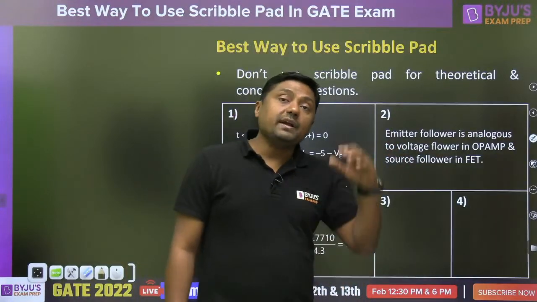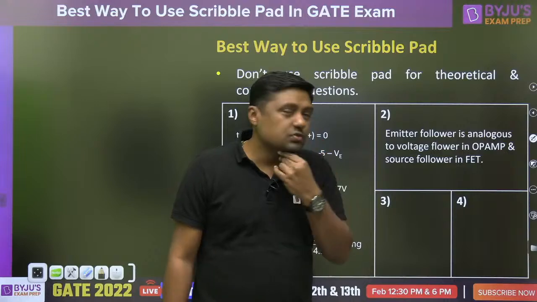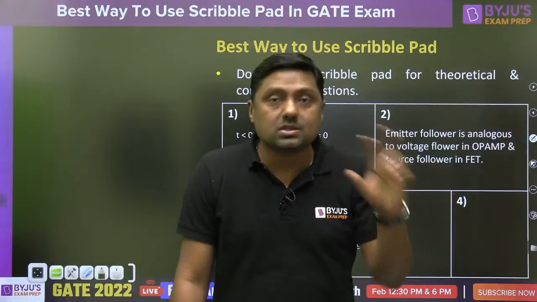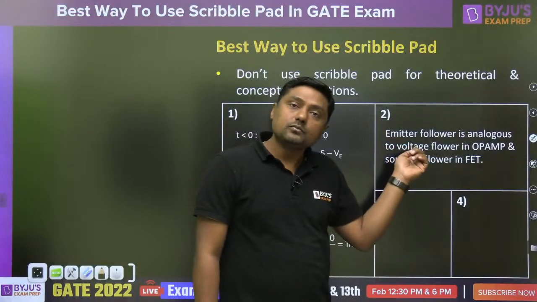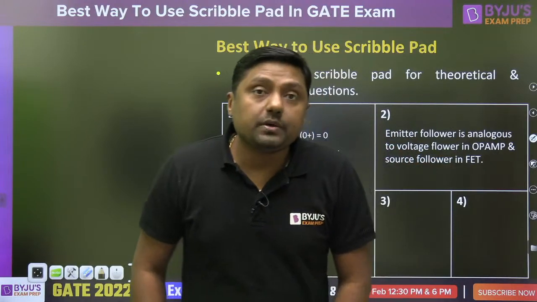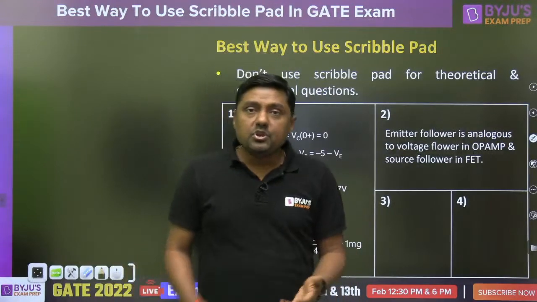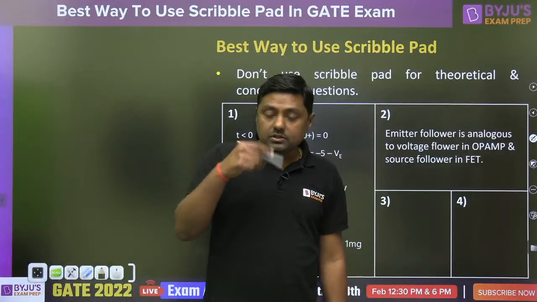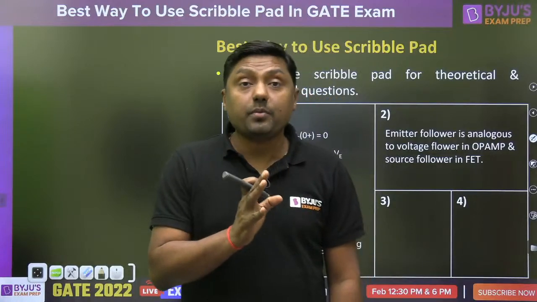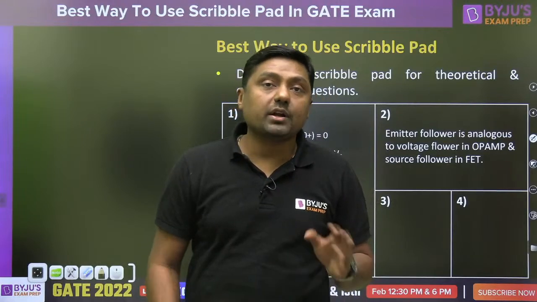So some students write the concept on those pages. For example, emitter follower is analogous to voltage follower. Is it right or wrong? To recall that concept, we simply write it on this scribble pad. How many students have this type of habit? I also have it, without writing I cannot understand, when I write then I remember, yes, I did something like this. Yes or no? How many students have this habit? Right, and MSQ does not have negative marking. No, in MSQ there is no negative marking. Don't worry about that.